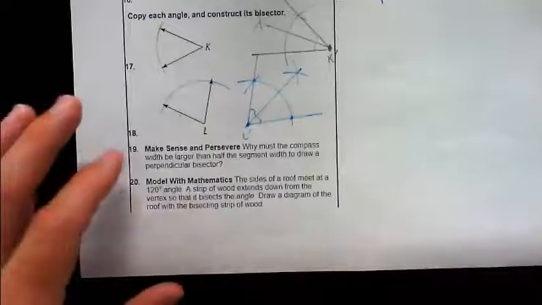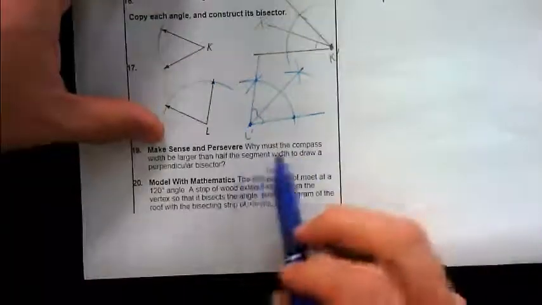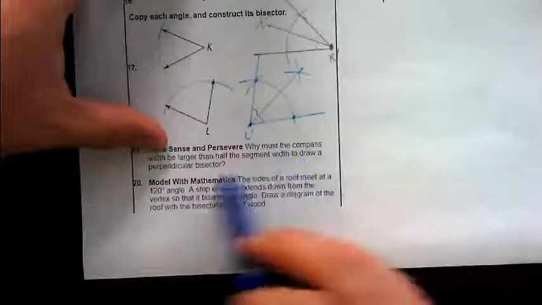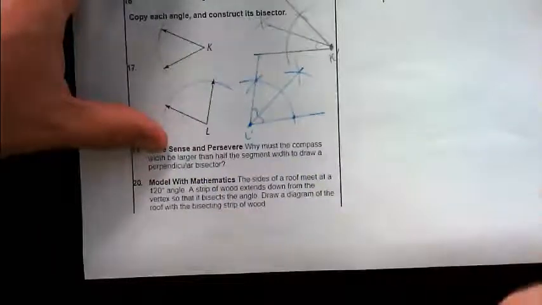I don't know what happened to... Oh no, that's 17, that's 18. Okay, 19. Why must the compass be longer than half the segment width to draw a perpendicular bisector?